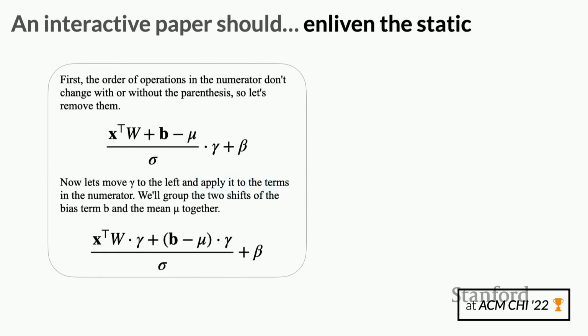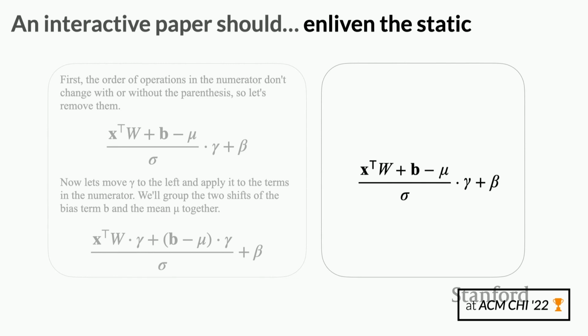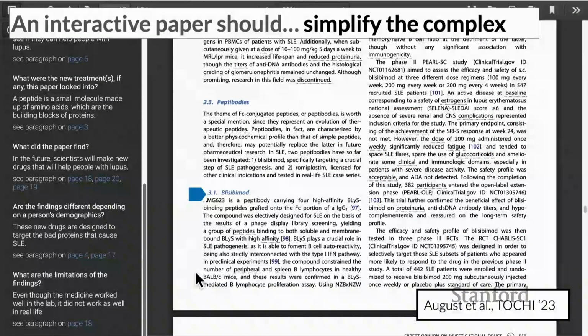I think an interactive paper should enliven the static. So rather than having a derivation that appears like this one that you can see on the left, that essentially kind of extrudes this formula into multiple snapshots over time, maybe instead you can convey the same information by, for instance, highlighting certain expressions of interest and visually showing how one of those formulas transforms into another through, for instance, use of animation. And I think an interactive paper should also simplify the complex.